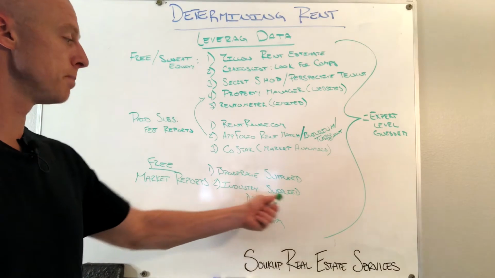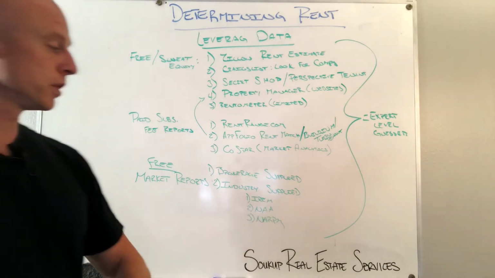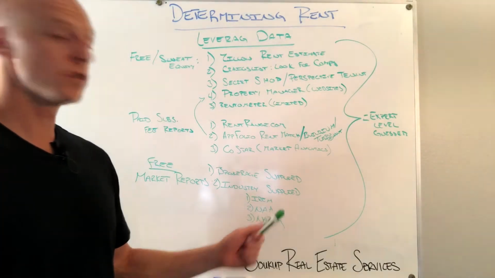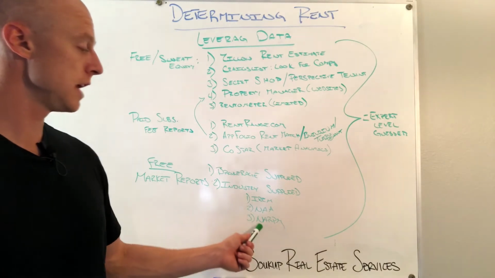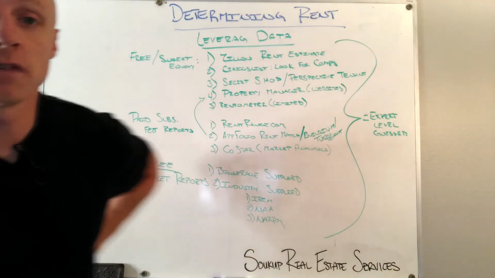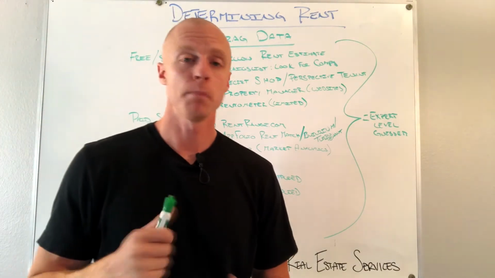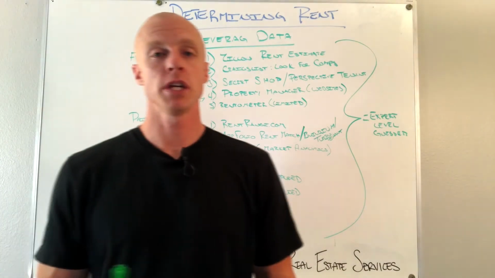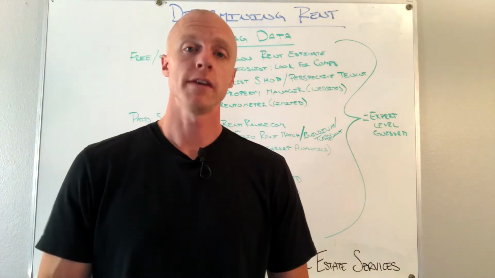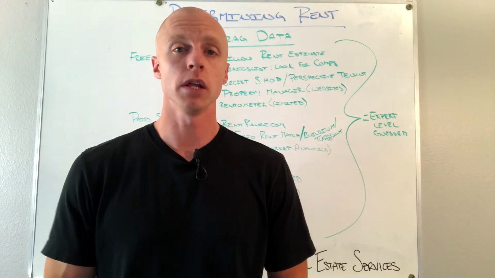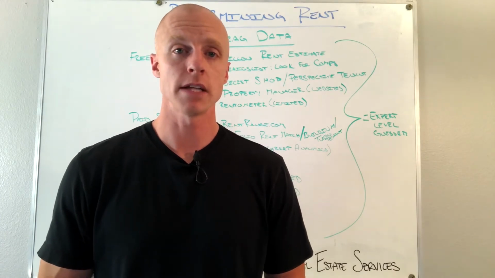And then industry supplied reports: IREM, Institute of Real Estate Management, National Apartment Association, and NARPM, National Association of Residential Property Managers. They put out reports, they put out information. The local chapters are worth giving a call, seeing if they do anything locally, and if they'd be willing to send that to you.